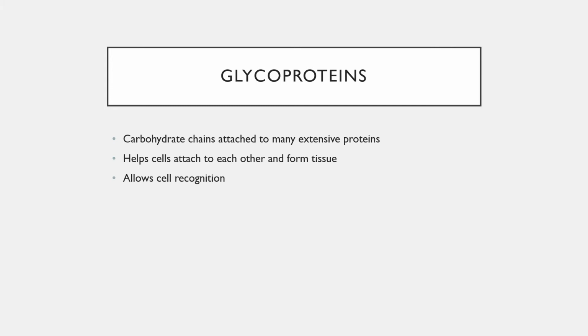Glycoproteins. Glycoproteins are carbohydrate chains attached to many extrinsic proteins. They help cells attach to each other and form tissue and allow cell recognition.